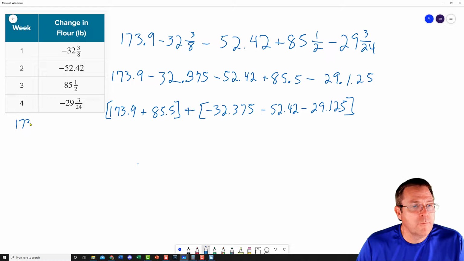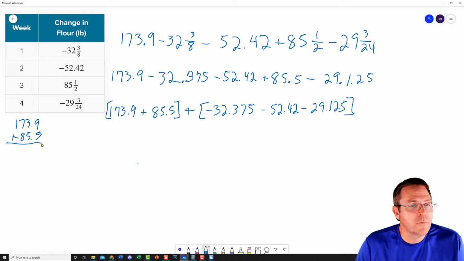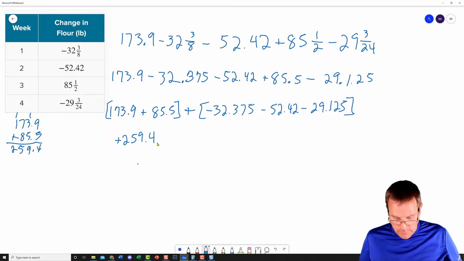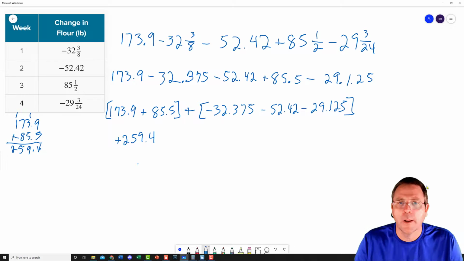Now I can come off to the side and do some grunt work. I've got 173.9 and 85.5. I'm going to add those two numbers up. That's going to give me a 4, carry the 1, a 9. That's going to give me a 15, carry the 1, and a 2, and the decimal comes down. So right here I'm doing with a positive 259.4. Now I'm going to compile this part of the video and come back and solve it.